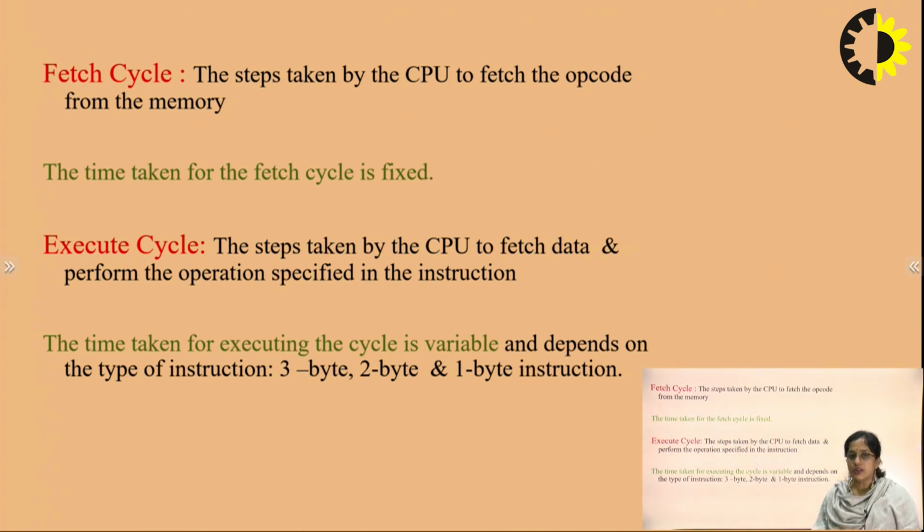Now the execution cycle, that is, finally after decoding, the time taken for execution of any instruction depends on the length of the instruction, whether it is a 1 byte instruction, 2 byte instruction, or 3 byte instruction. We will see later how this affects the execution of the instruction.